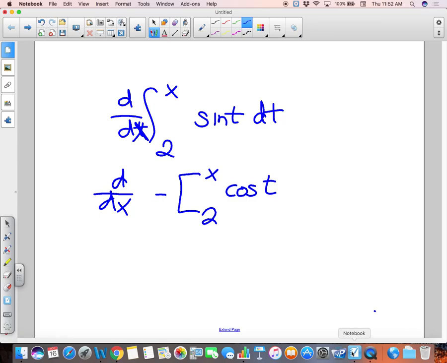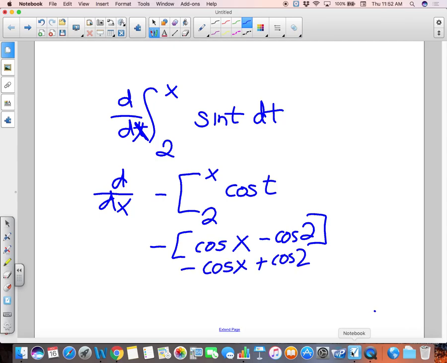That's my integral. Plug in the upper limit. What's the cosine? Just plug it in. So I get negative cosine x minus cosine 2, right? Yes? Distribute the negative. Okay, so that's the integral.